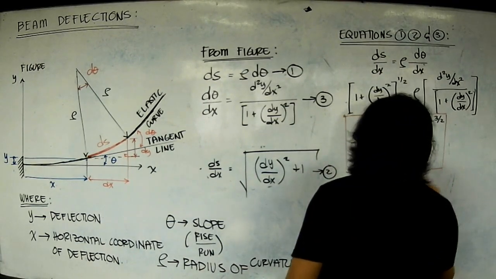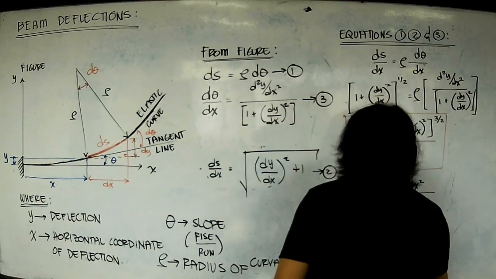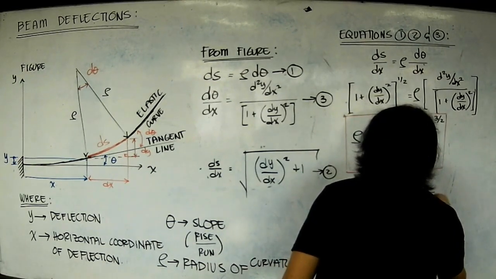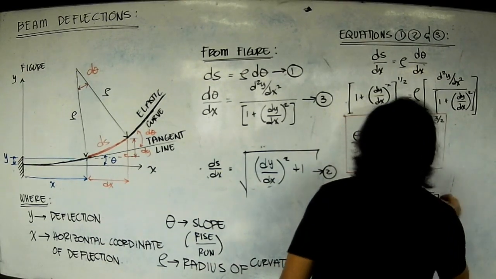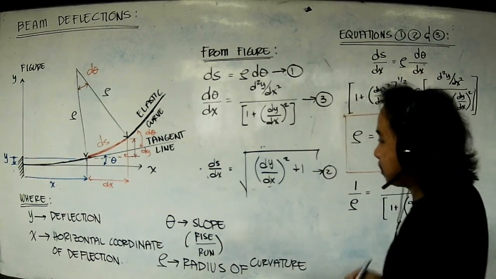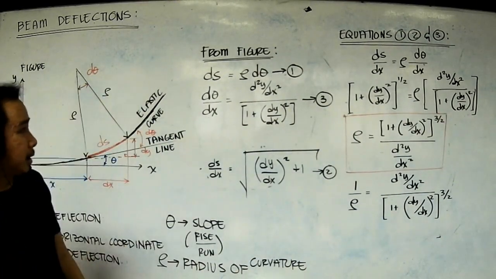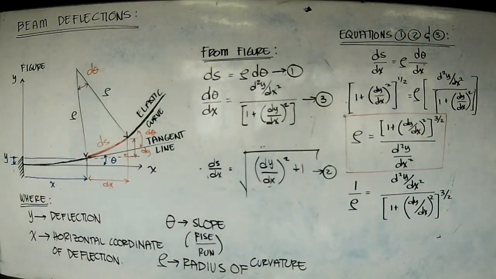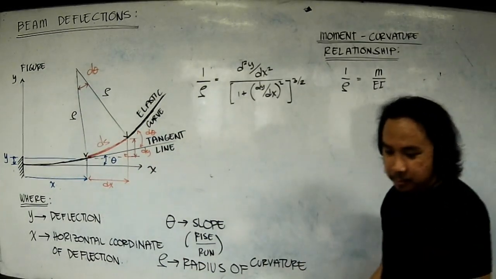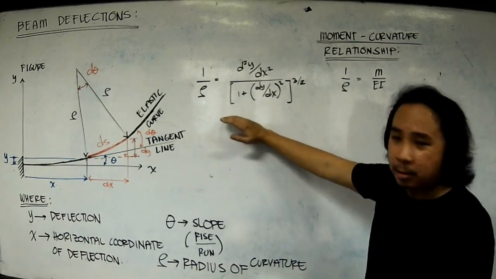So, this is the second derivative over 1 plus (dy/dx) to the power of 2. This expression will be used in the next part of the derivation. Okay, so take note of this last expression that we derived, which is this.